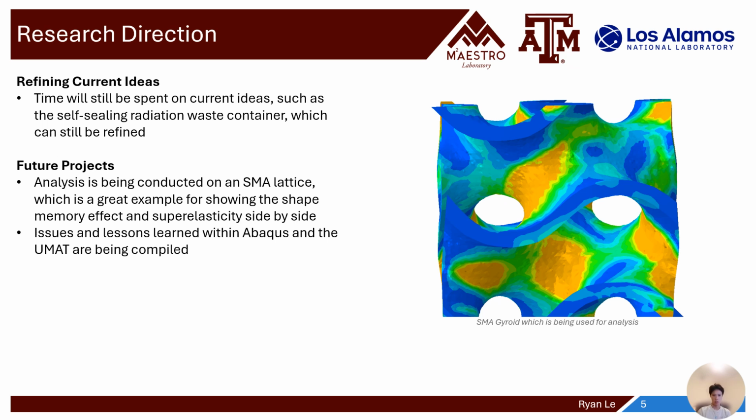We also have a few future projects we're looking at. The first is we're conducting an analysis on these SMA lattices, which is a great example for showing the shape memory effect and superelasticity side by side. So this SMA gyroid, which is shown on the screen, is what we're currently working with. And the contour is showing the martensitic volume fraction, or how much is being transformed. And we can see that it's non-uniform because of the unique geometry. I'm also compiling issues and lessons learned within Abaqus and the UMAT.